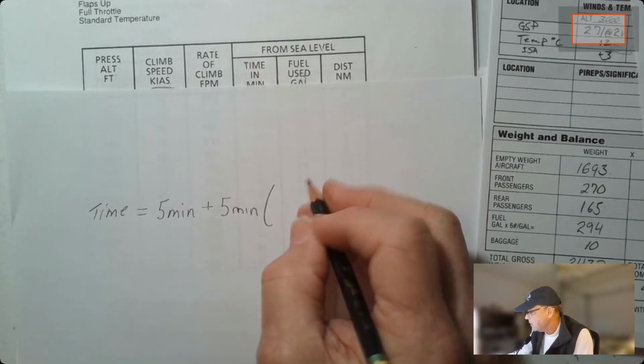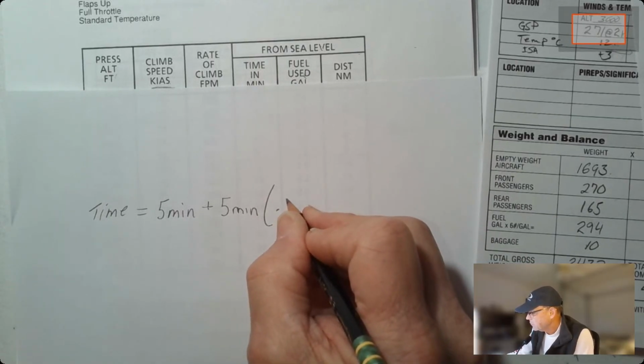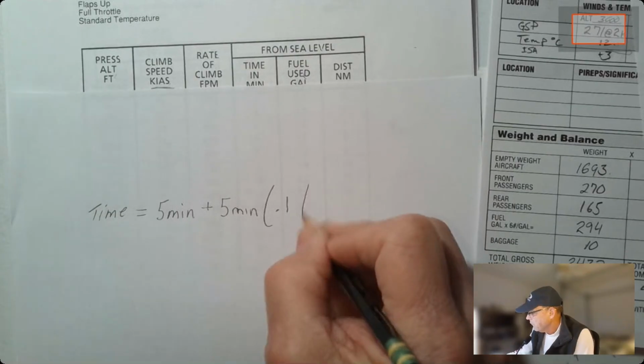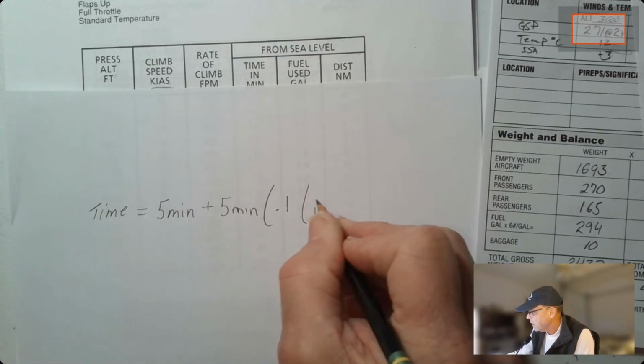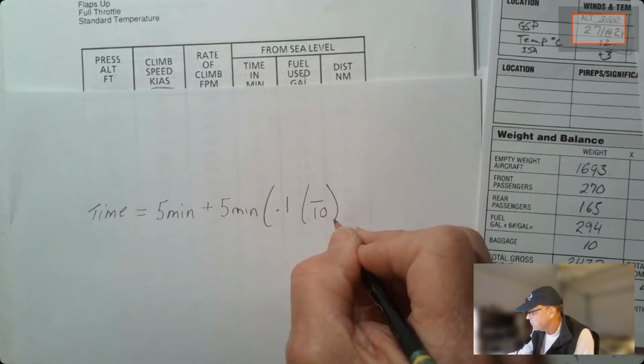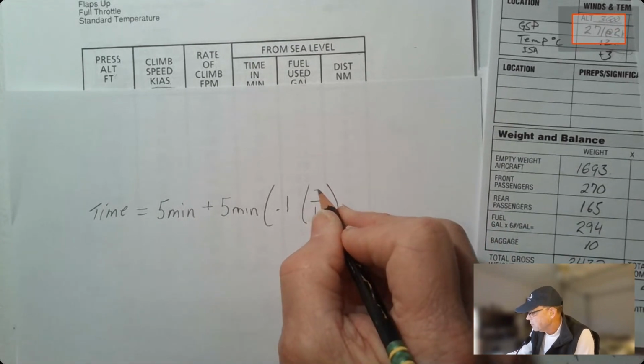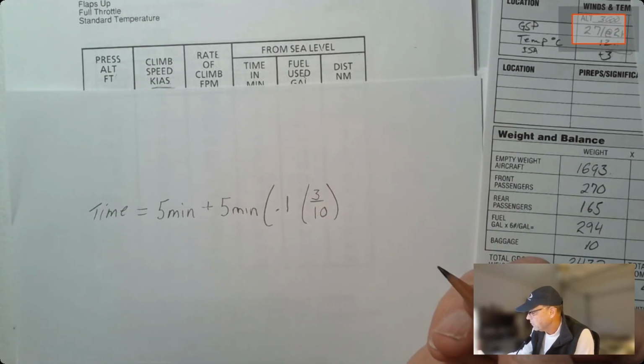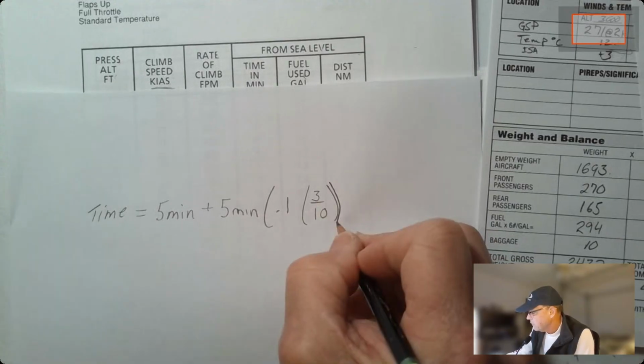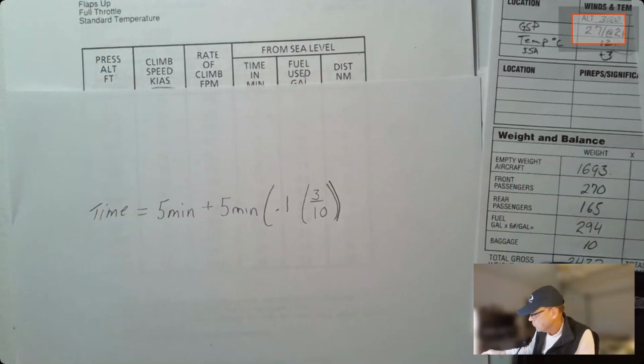We need to add 10% for every 10 degrees that we are above standard temperature. But we're only 3 degrees above standard temperature. So let's do the math.